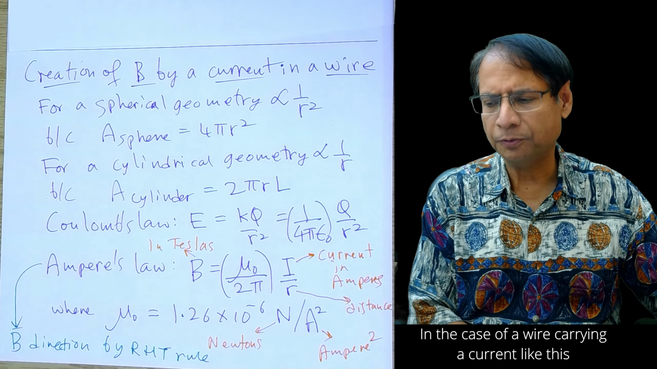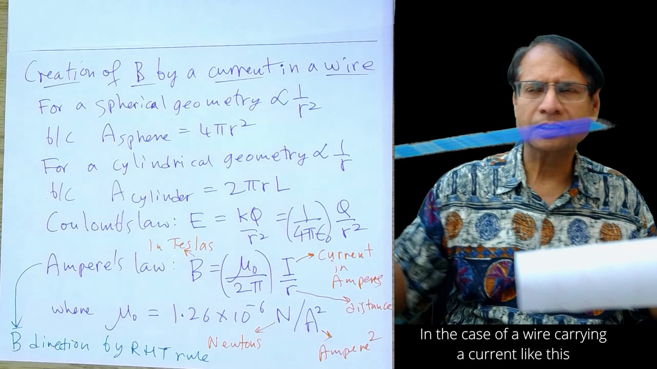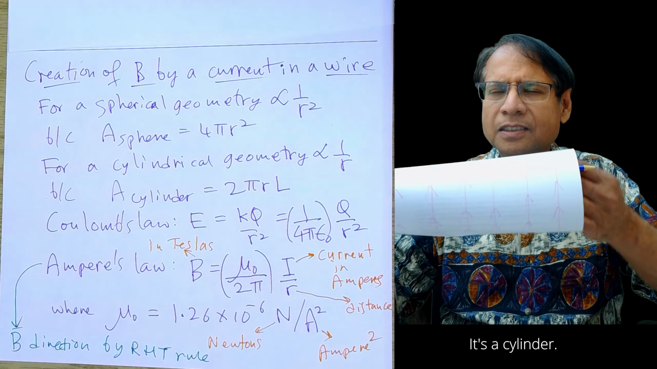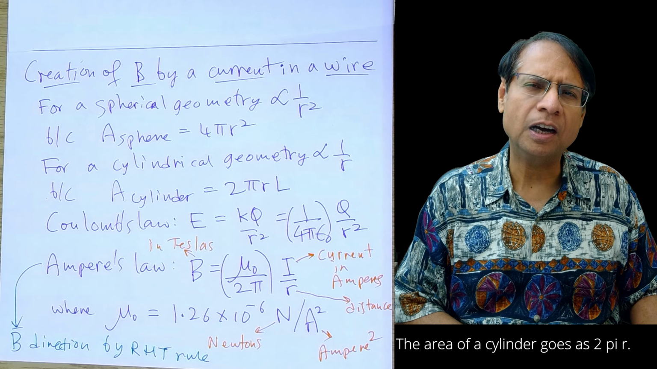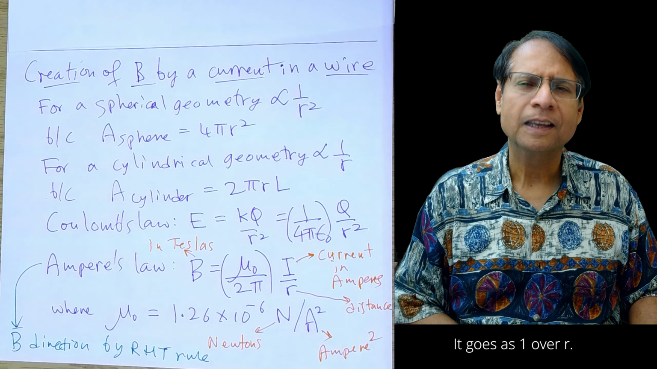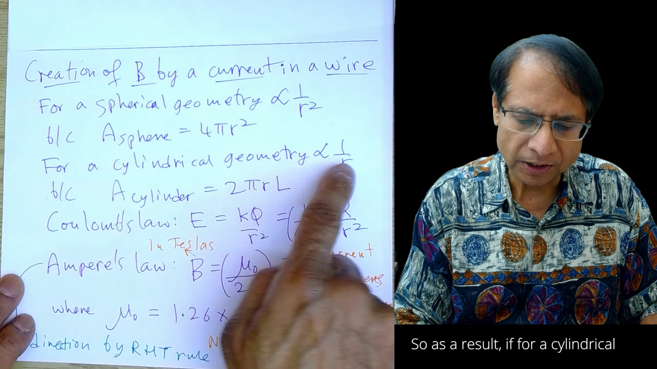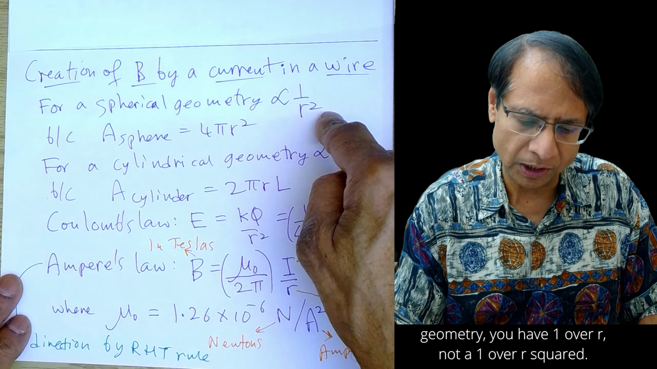In the case of a wire carrying a current, like this thing over here, the magnetic field is not a sphere, it's a cylinder. The area of a cylinder goes as 2 pi r. So it's not r squared, it goes as 1 over r. As a result, for a cylindrical geometry, you have 1 over r, not 1 over r squared.